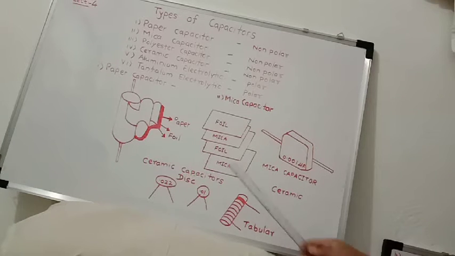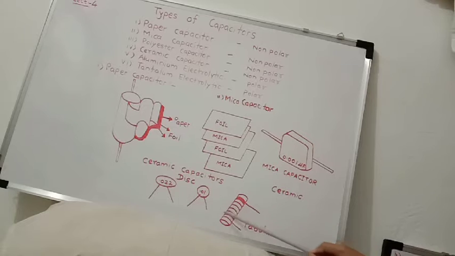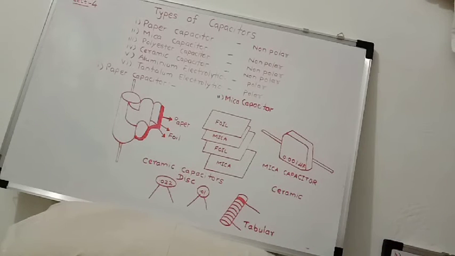Now the ceramic capacitors. These capacitors are of different shapes, disc type and tabular type. They are commonly observed in many electronic circuits, in amplifier circuits or oscillator circuits, and in radio and TV kits. A large number of such ceramic capacitors are used. They are available in different shapes like disc type, rectangular type, tabular type, or button type.